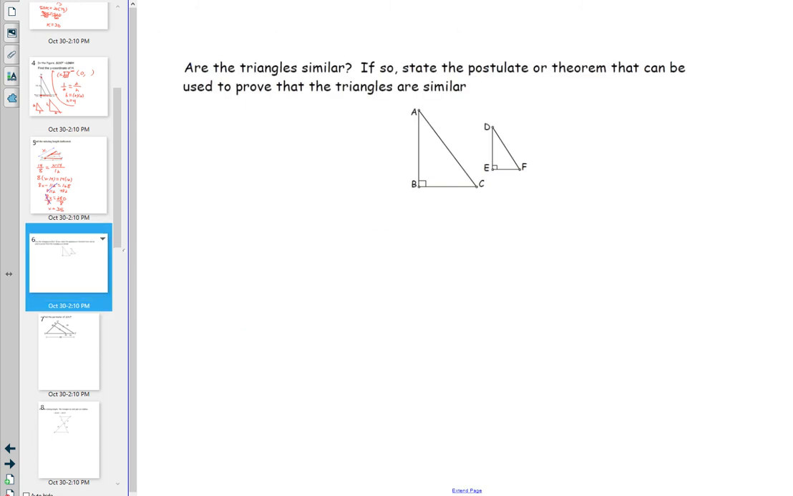That's the whole side minus the piece, which was 14. Are these triangles similar? If so, state the postulate or theorem. This is one of the ones missed the most. Hey, hi. Are those two triangles similar? Yeah.